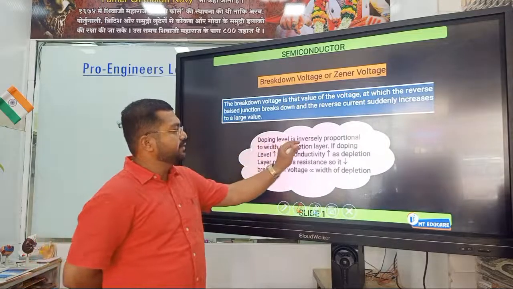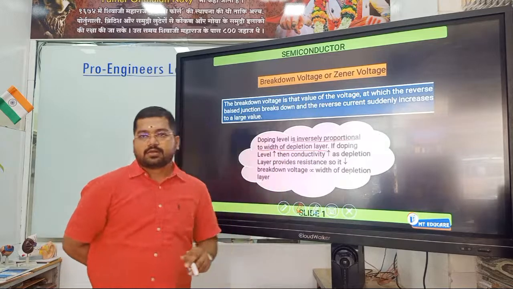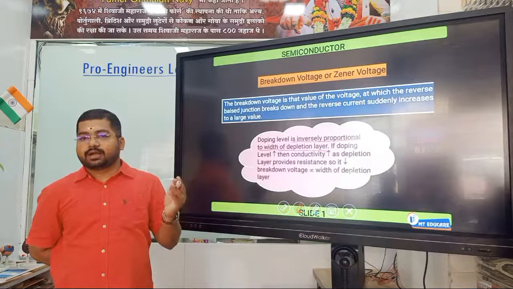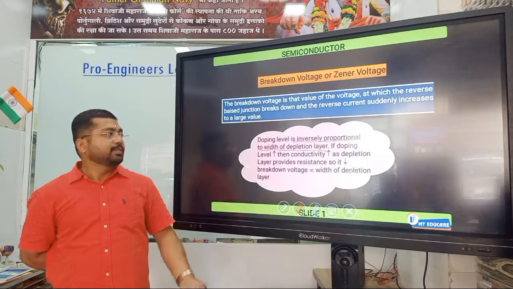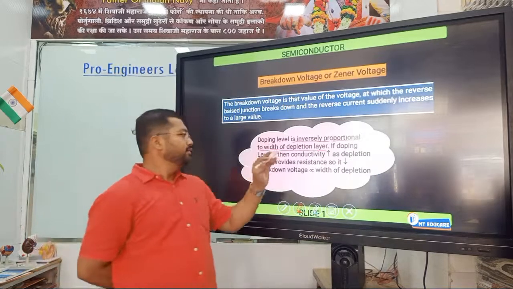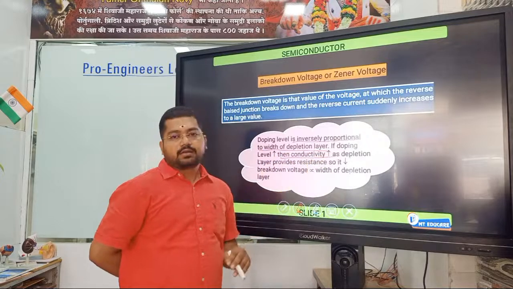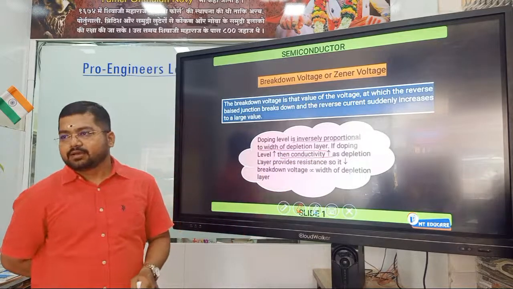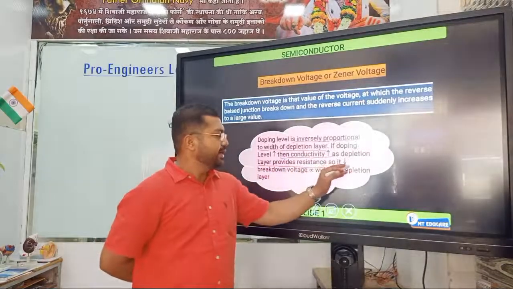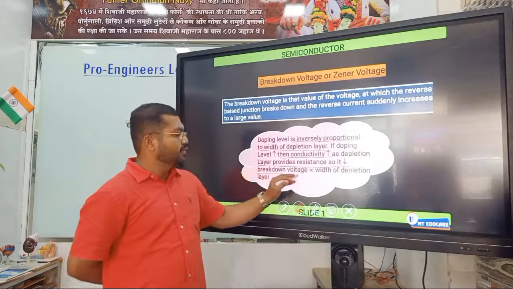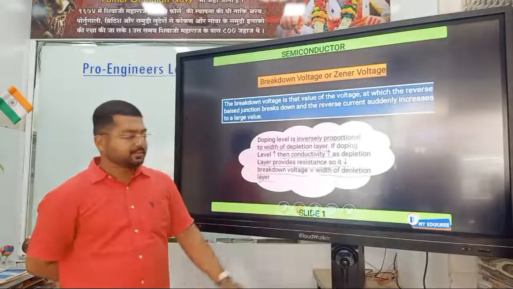Doping level is inversely proportional to the width of the depletion layer. So जितना ज़्यादा doping उतना depletion layer कम, उसका width कम, और जितना कम doping level उसका width ज़्यादा. If doping level increases, then conductivity increases. क्यों? Because depletion layer कम है, तो conductivity fast होगी. As the depletion layer provides resistance, it decreases breakdown voltage, and that is directly proportional to the width of the depletion layer.